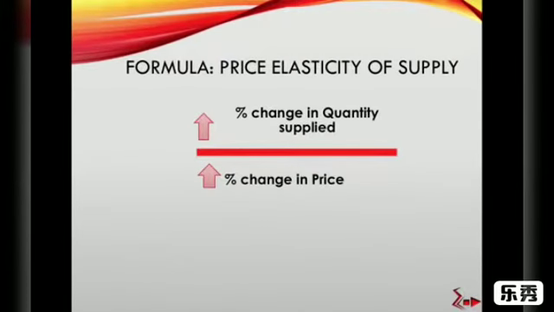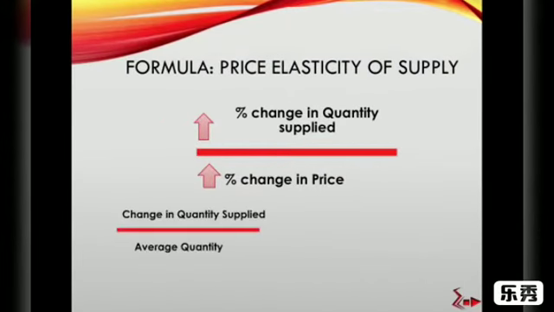Here, let's just solve a problem. Well, first of all, this is the formula for the price elasticity of the supply function. Now, what is the percentage change in quantity supplied? How do you measure it? Well, it's the change in quantity supplied divided by the average quantity. And similarly, the percentage change in price is the change in price divided by the average price.